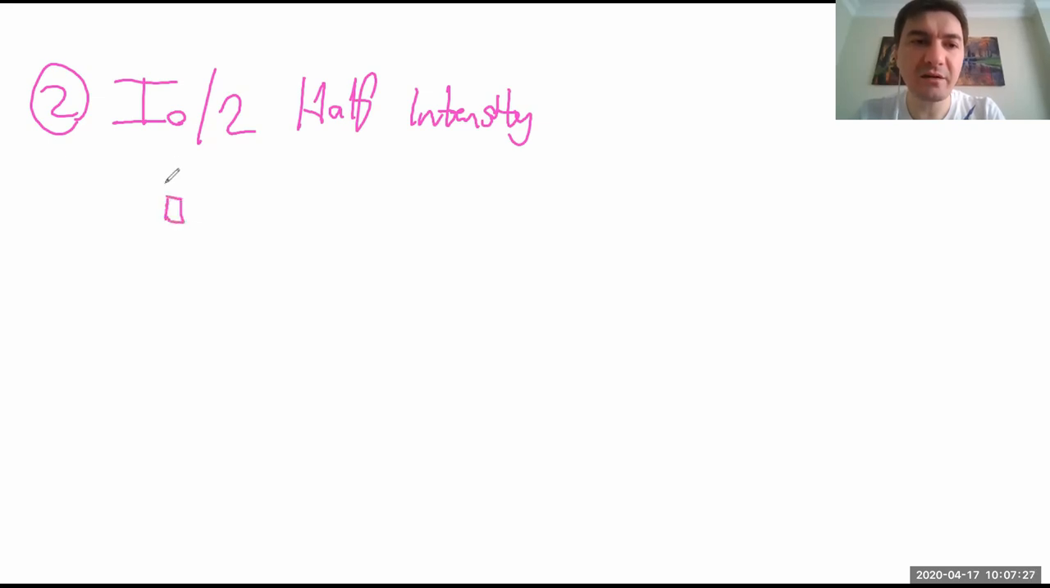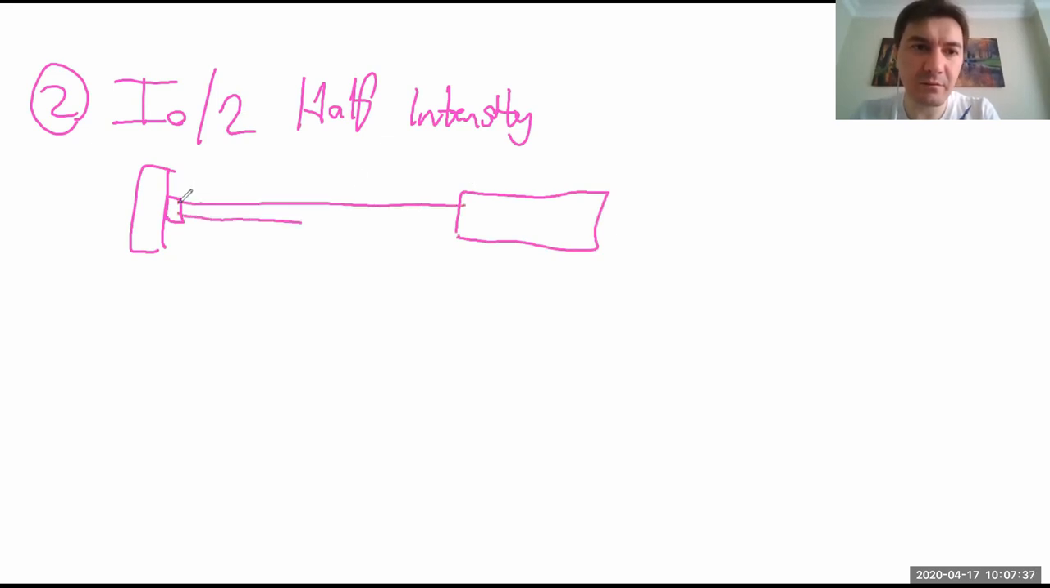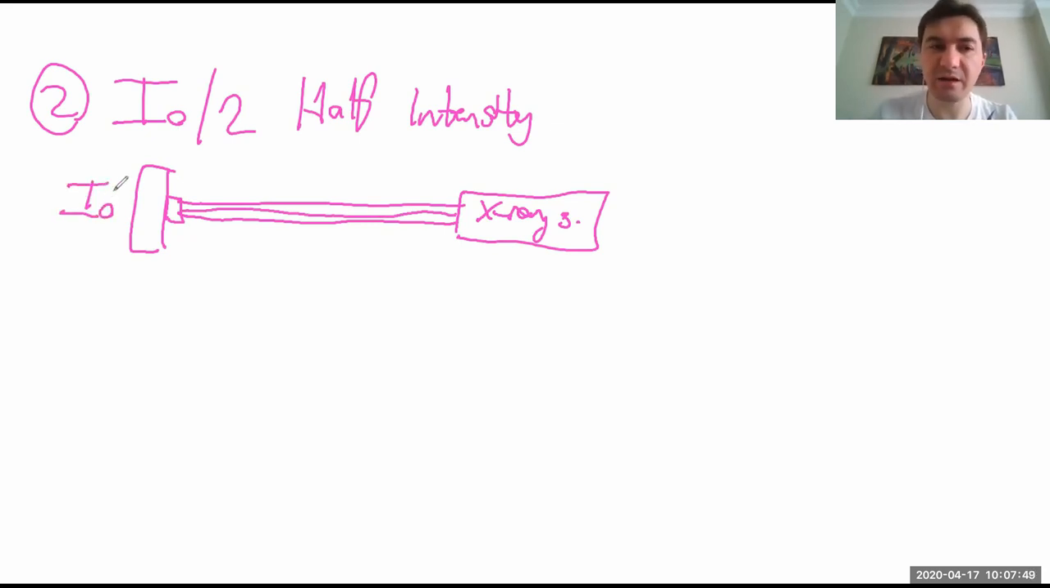You find the correct position for the detector. And here we have an X-ray source, an X-ray beam produced by the X-ray source directly goes to the detector, okay? And you can see full intensity, direct beam at the detector, okay?